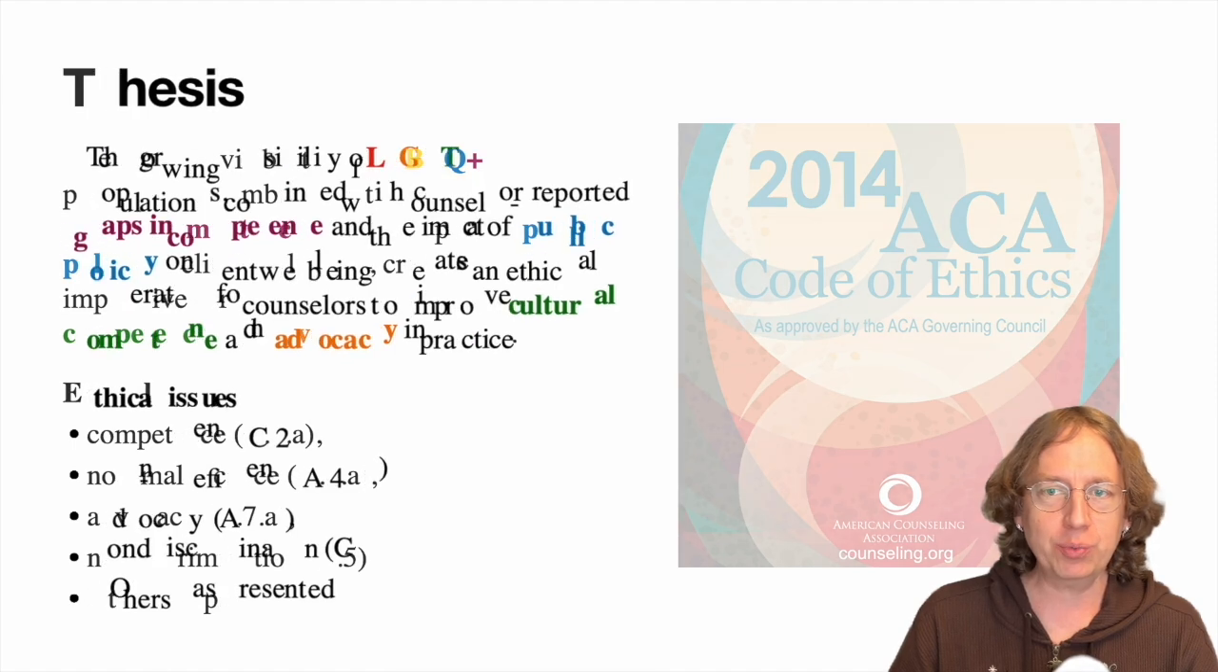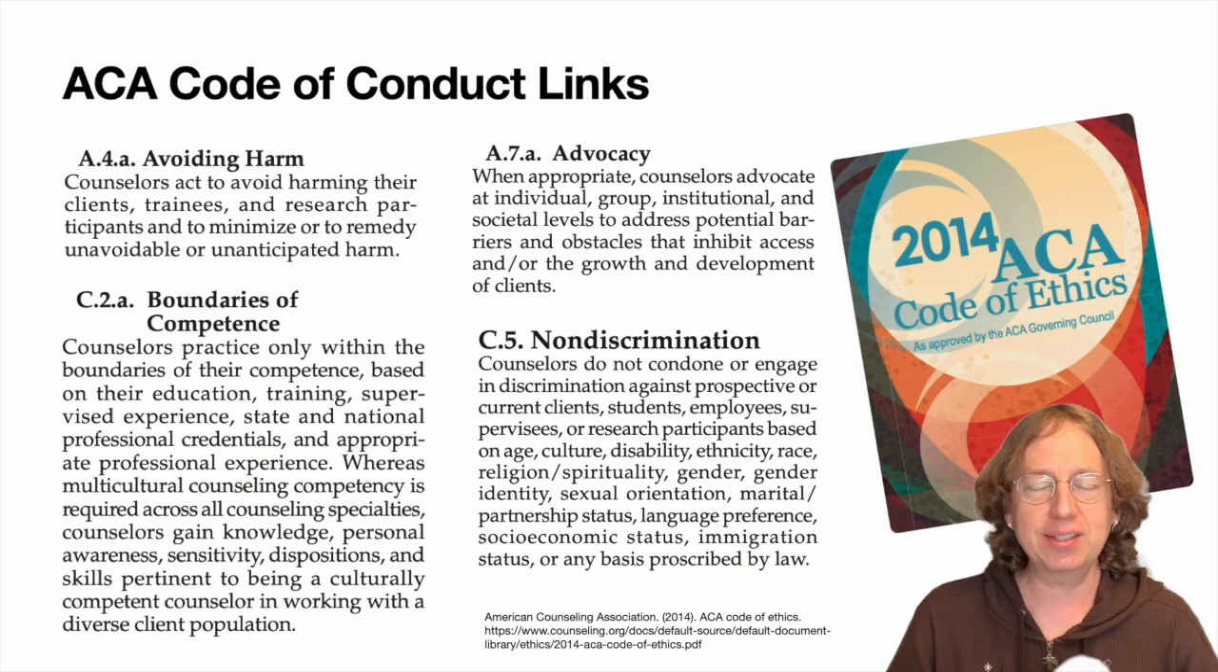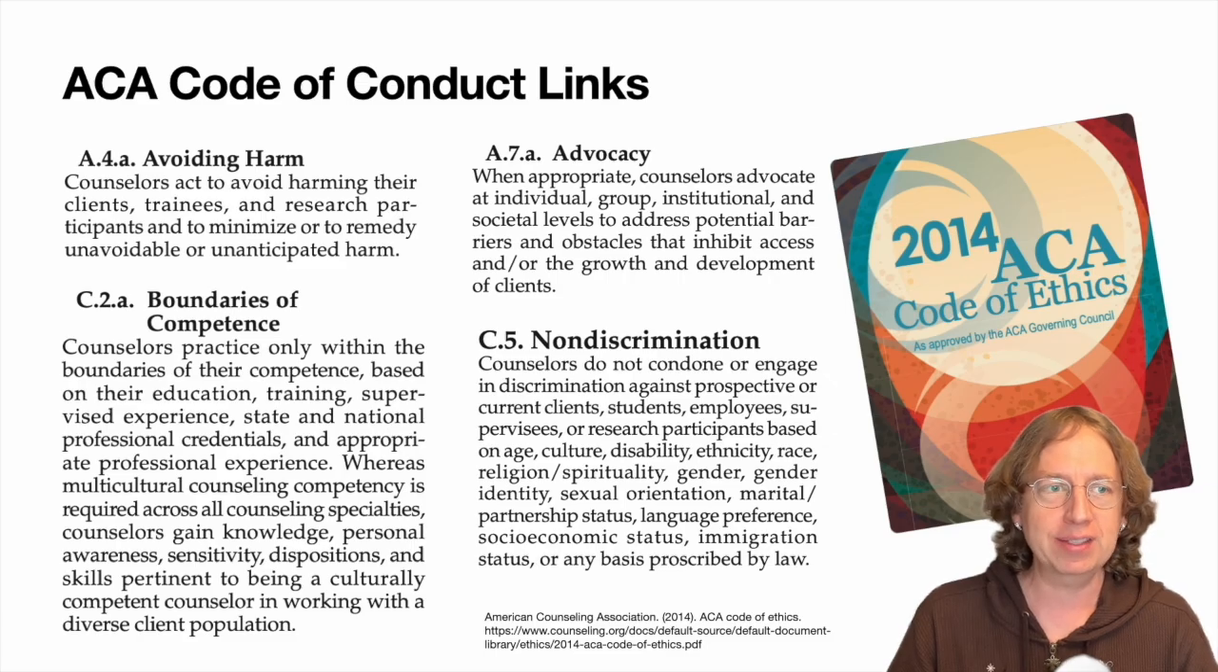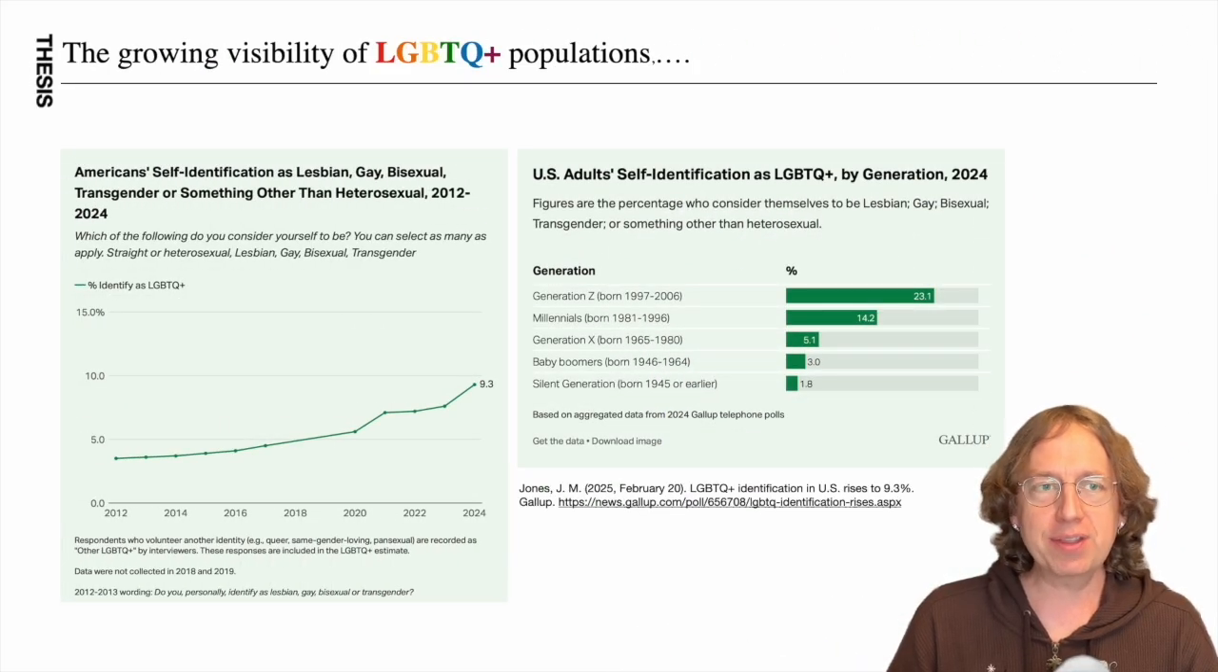But first, I want to emphasize that this is going to link primarily to four parts of the ACA Code of Ethics 2014, specifically A.4.a, avoiding harm, A.7.a, the need for counselors to engage appropriately in advocacy, C.2.a, boundaries of competence, and C.5, non-discrimination. So let's break down the thesis.